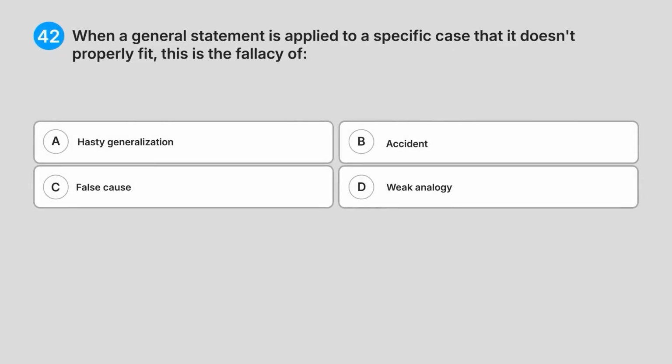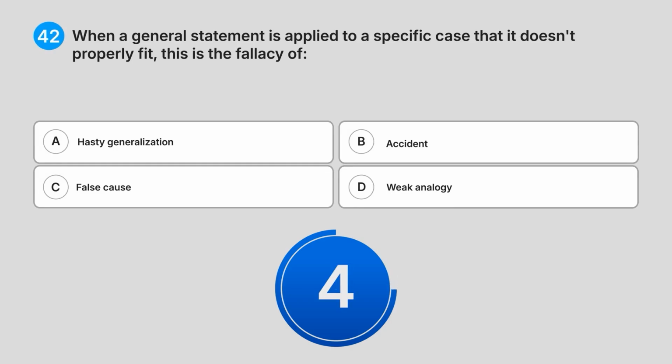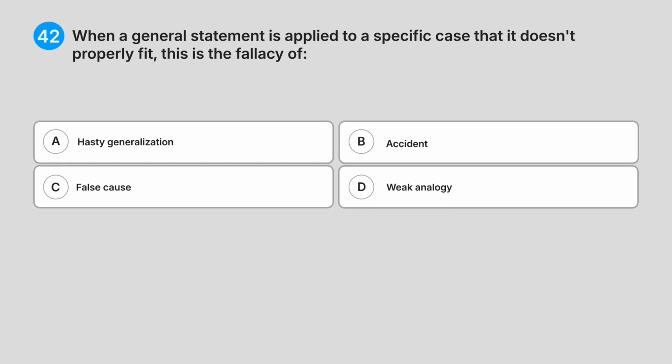When a general statement is applied to a specific case that it doesn't properly fit, this is the fallacy of A. Hasty generalization, B. Accident, C. False cause, D. Weak analogy. Can you guess the answer? Correct answer, B. Accident.